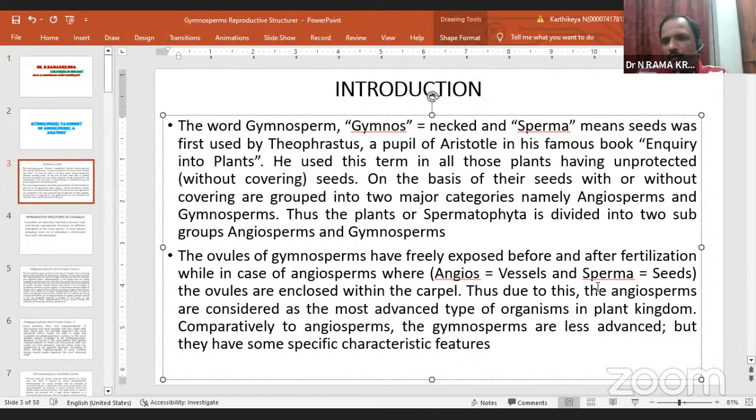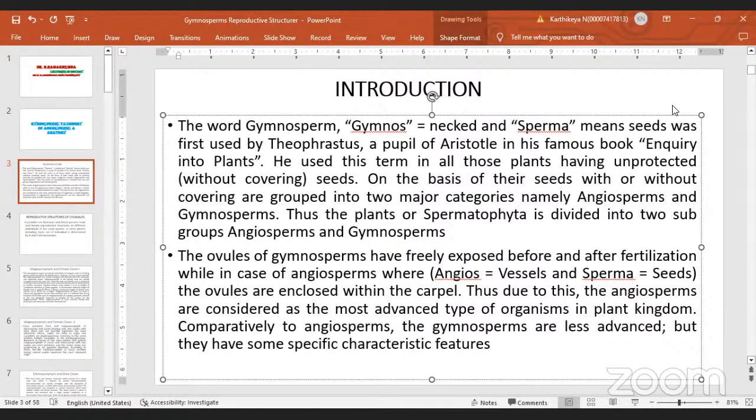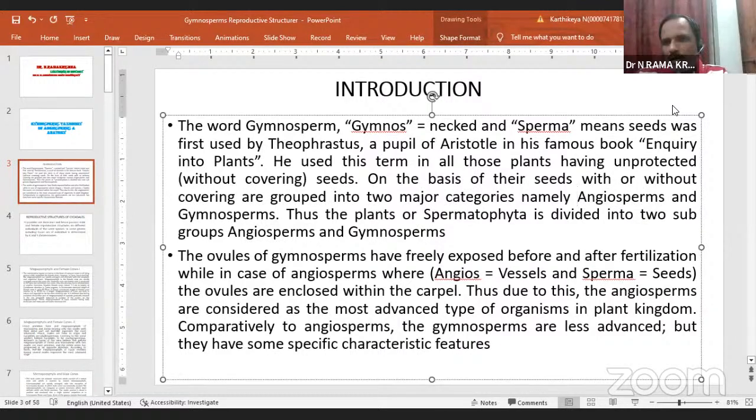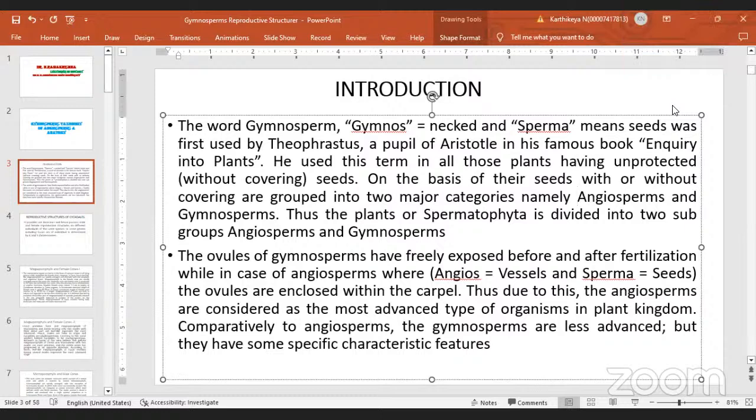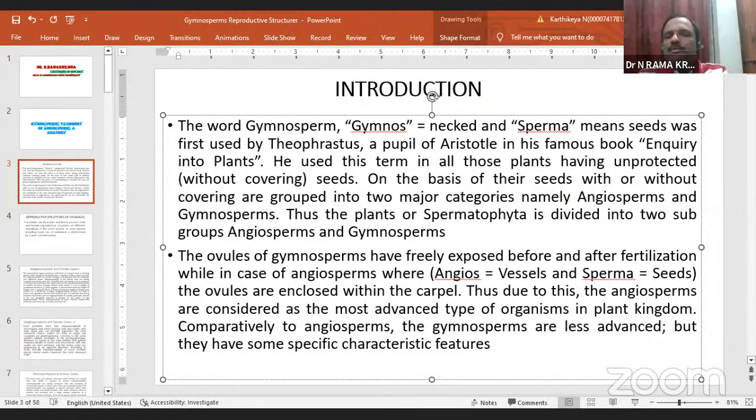Please tell me, what is the meaning of gymnosperms? Vijay Lakshmi, please tell me, what is the meaning of gymnosperms? Speak loudly. Naked seeds. Naked seeds, that is gymnosperms.